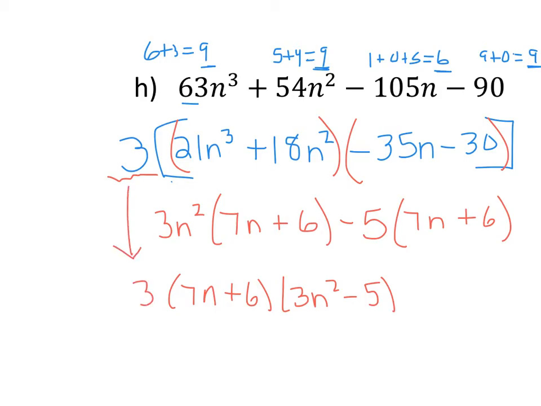Bring that down. We still need to check each term. We can't just assume we're done. 7n and 6, no GCF, not a difference, not perfect squares. 3n squared minus 5, it is a difference, and n squared is a perfect square, but 3 and 5 aren't. So I am done.